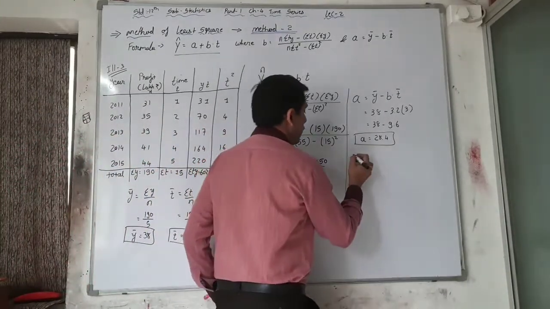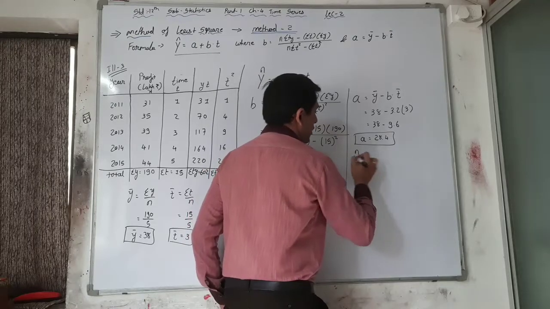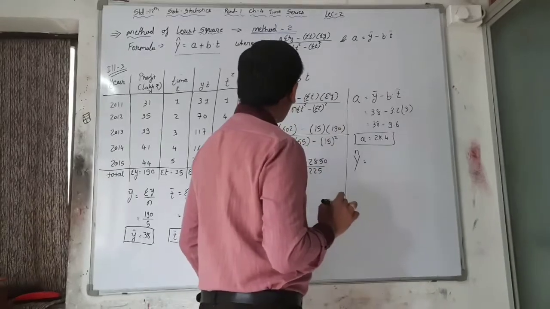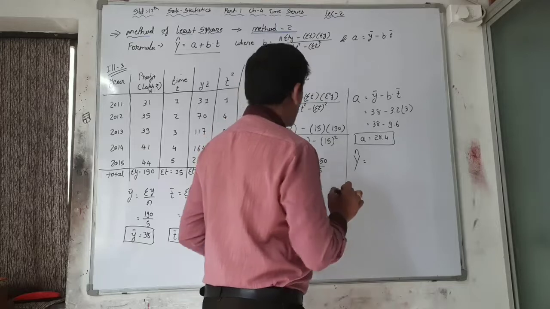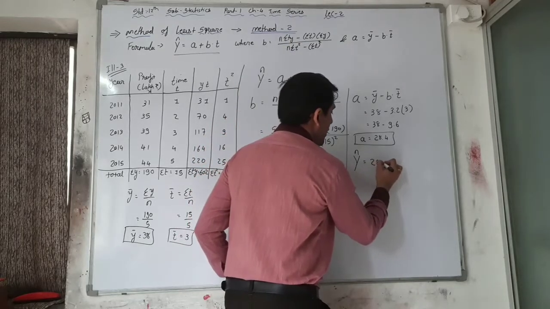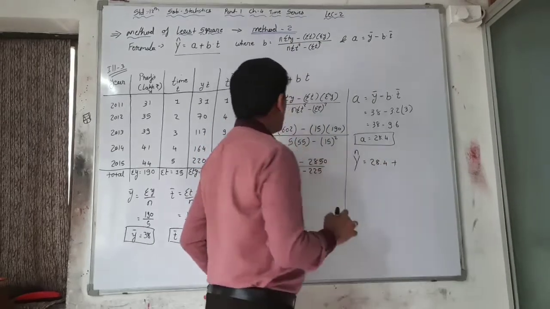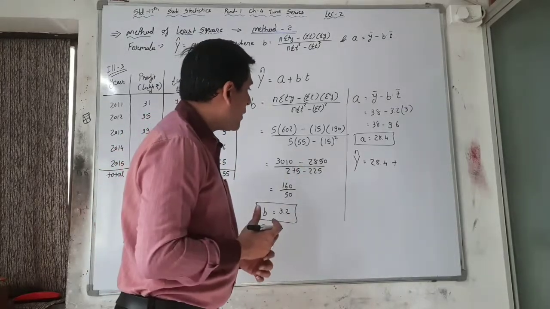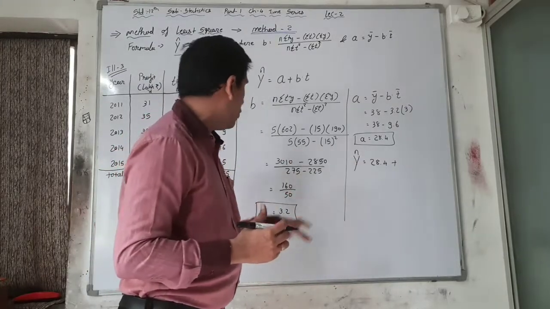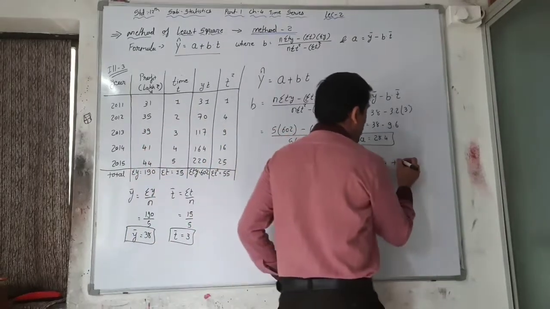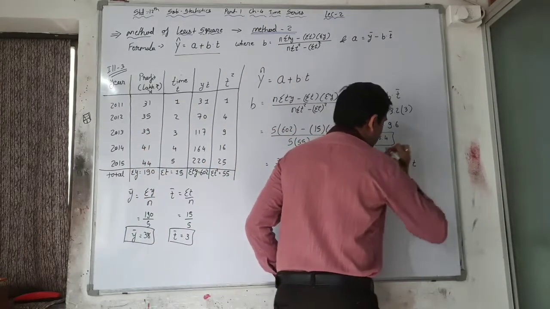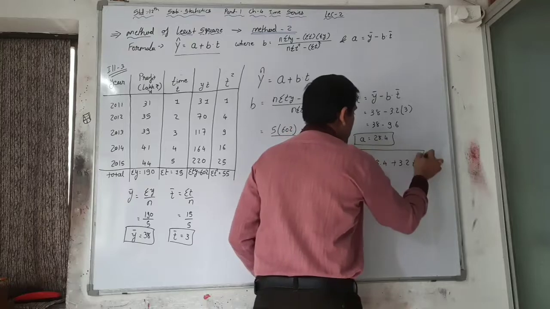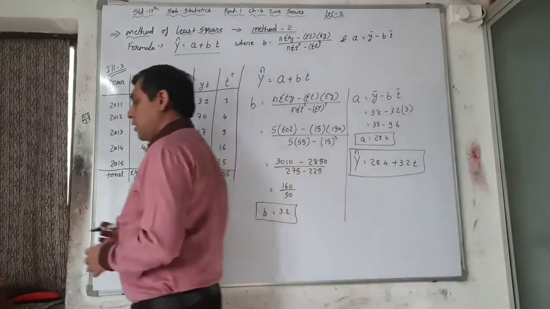And on the basis of that we have to first make the equation, that is A is equal to 28.4, plus Y cap is equal to A plus BT. This is our equation, and here Y cap is equal to 28.4 plus 3.2 T. This is the first answer.